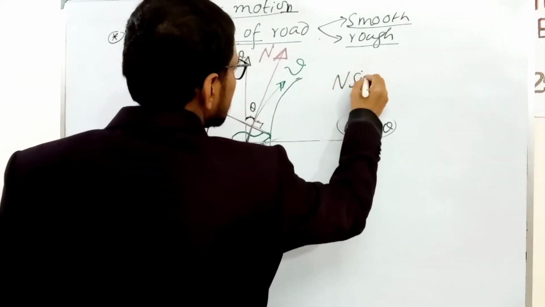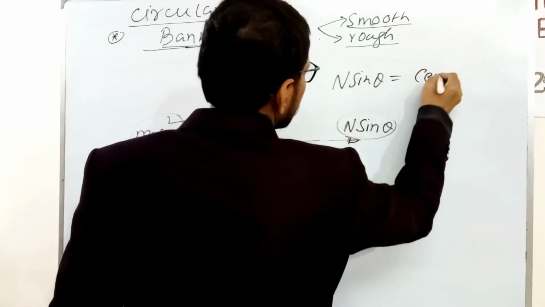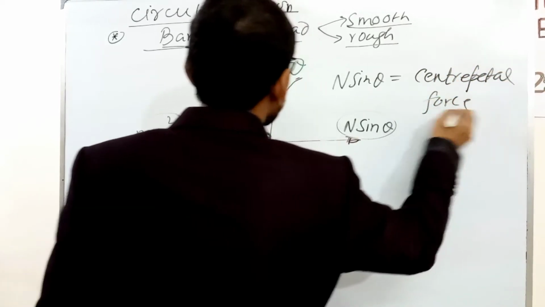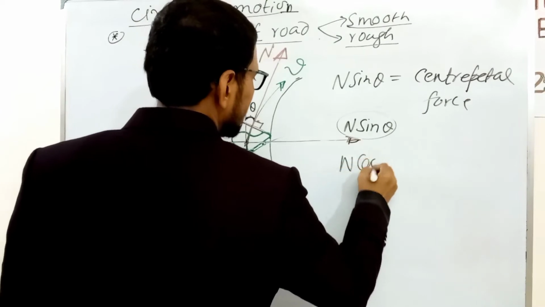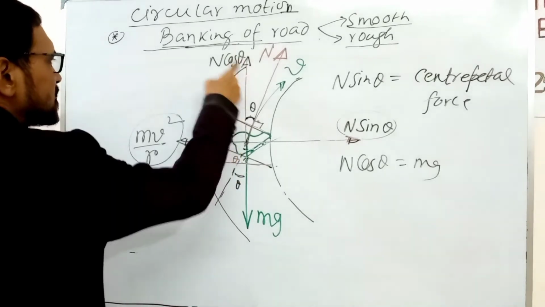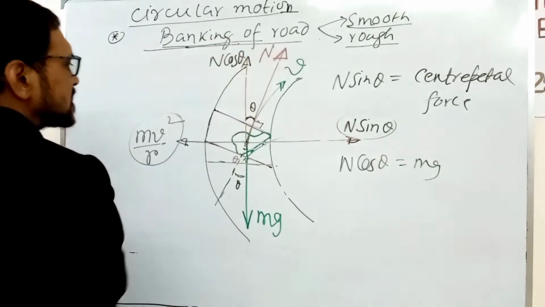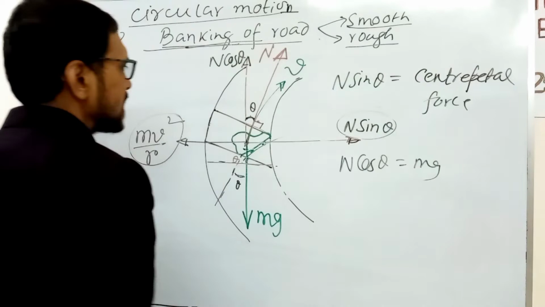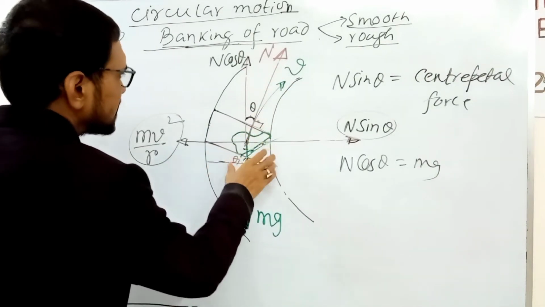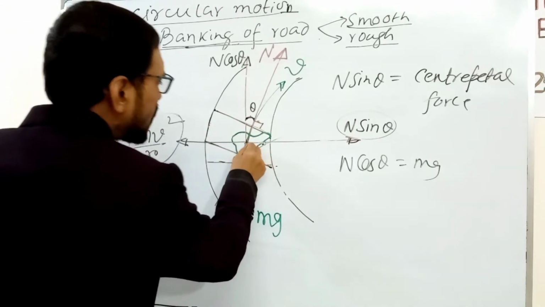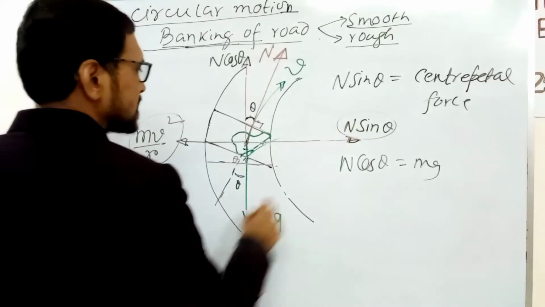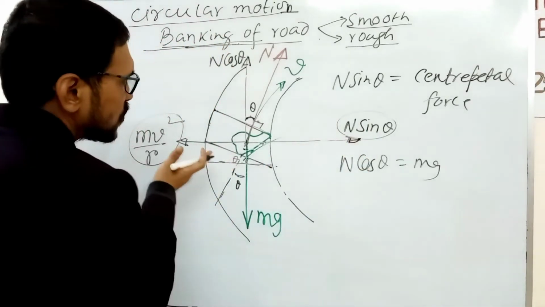Now, N sin theta is equal to the centripetal force, and N cos theta balances the weight. Because mg acts in this direction, and there is no motion along this direction, N cos theta must be equal to mg. And when the car turns, a centripetal force is required along this direction, a centripetal force towards the center.